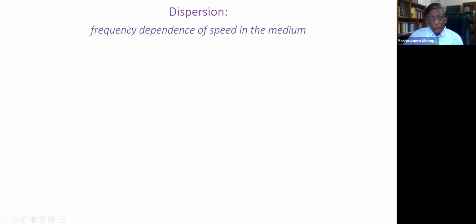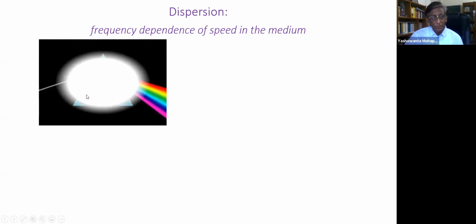Okay, so let me come to the concept of dispersion. What is dispersion? By definition, it is the frequency dependence of speed in the medium. In air or vacuum, all the wavelengths of light travel at the same speed c, and hence air or vacuum is a non-dispersive medium. But if the speed in a medium is dependent on frequency, then that medium is called a dispersive medium.